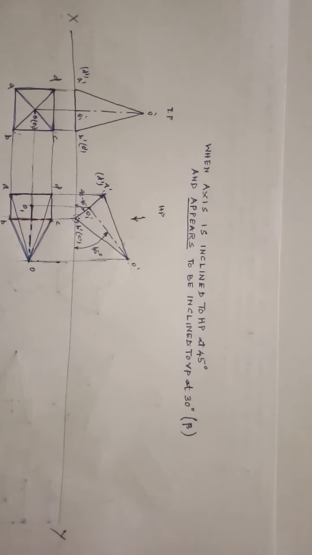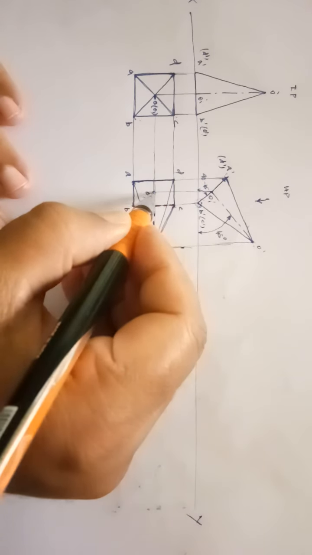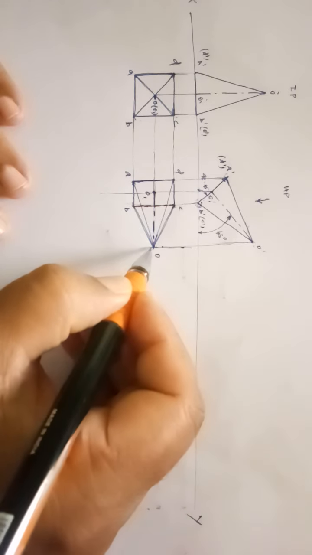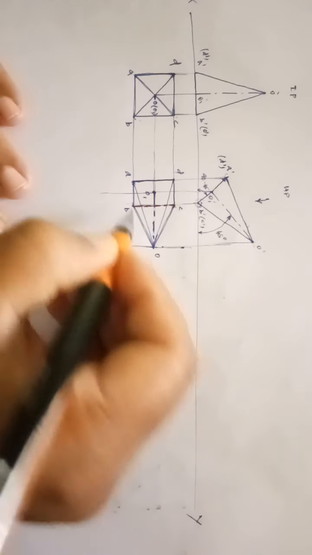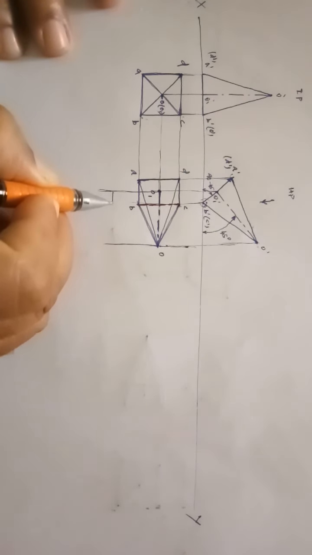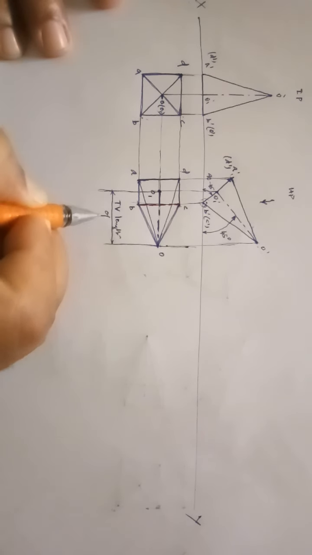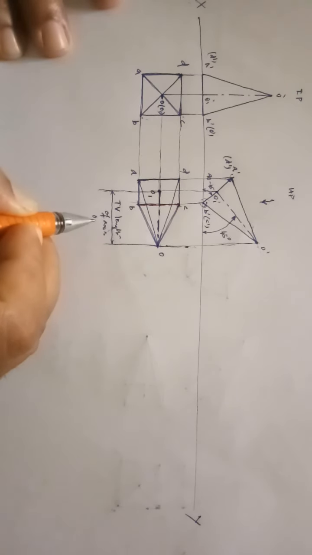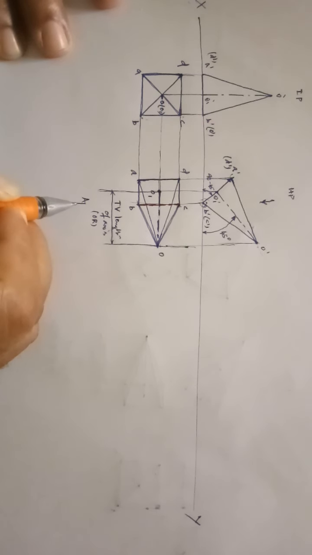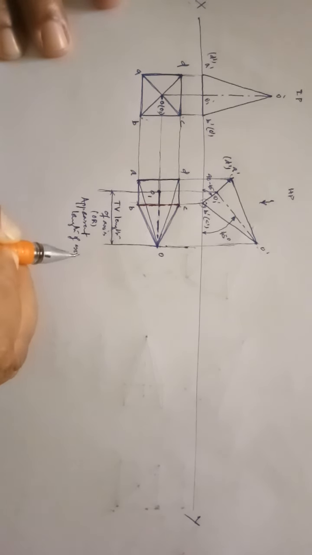Directly you can take the inclination of the axis. Which axis? Not the true length of the axis but the apparent length of the axis. This is the apparent length of the axis. This is what you have to take at 30 degrees. This is the top view length of axis, or also it is called the apparent length of axis.